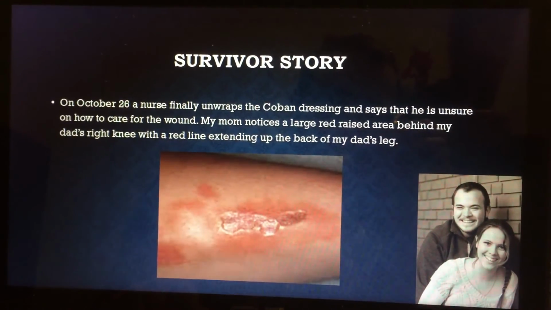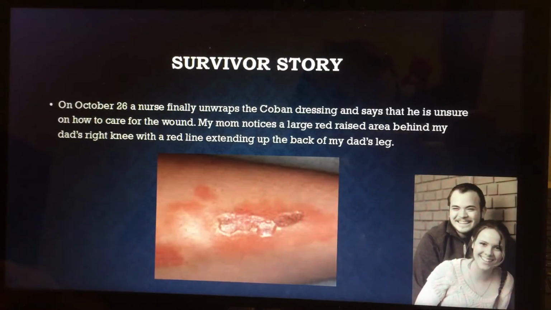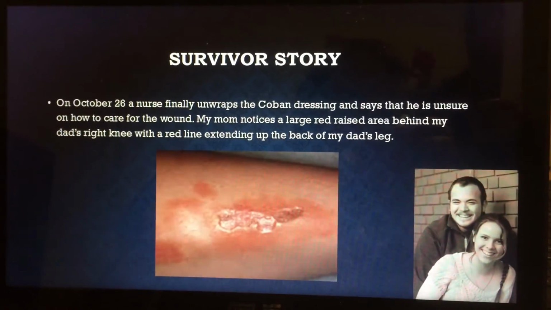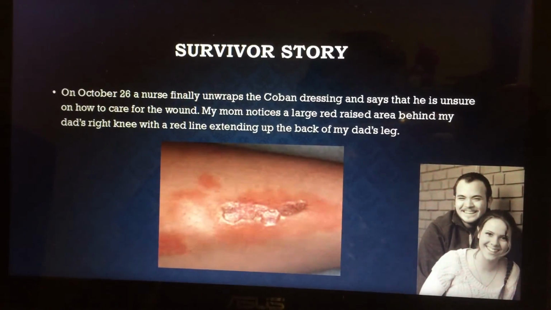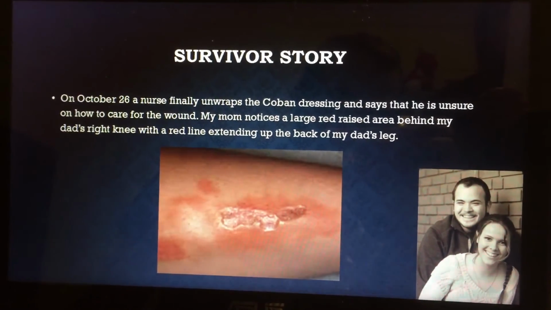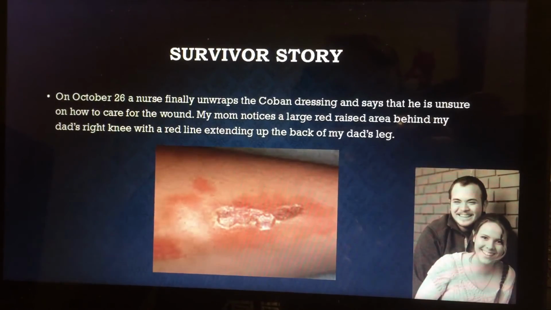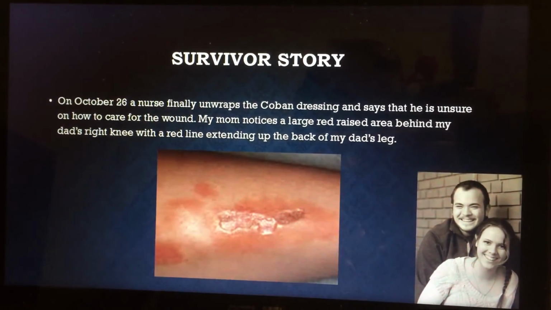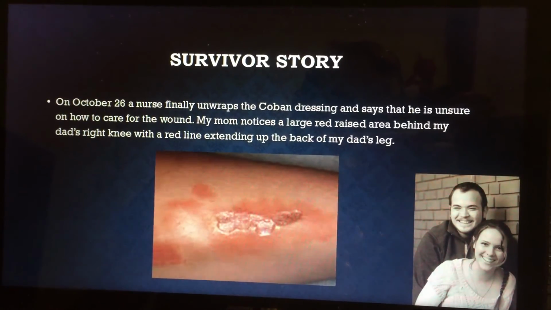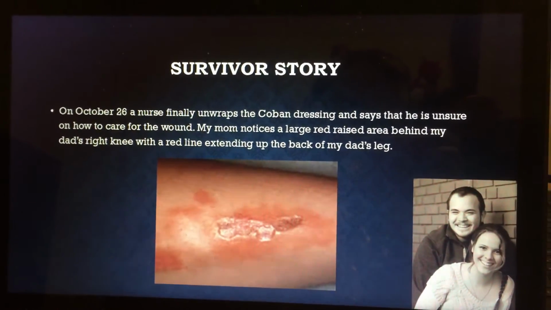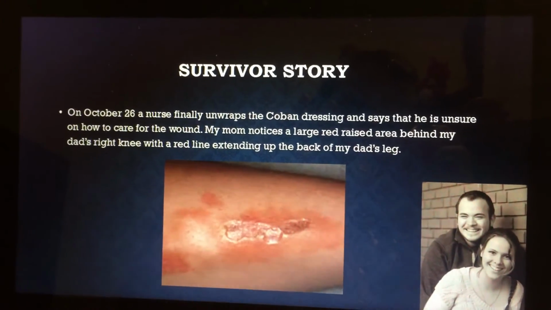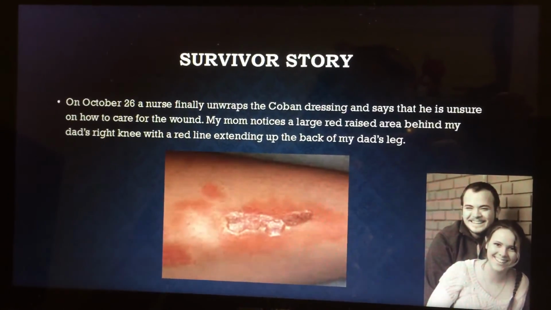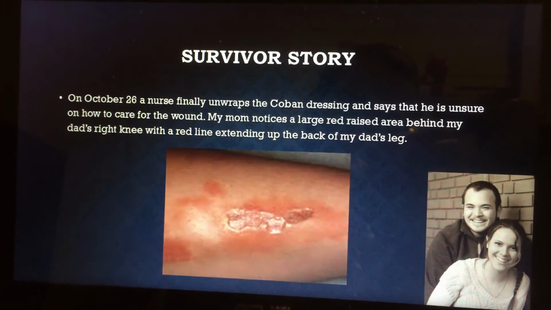On October 26th, my parents returned to the primary care's office in the morning as directed, and another nurse unwraps the Coban dressing. He is unsure how to care for the wound and says so. While my parents were waiting for the primary care physician, my mom looks at my dad's wound and sees a large red raised area behind my dad's right knee with a red line extending up the back of his leg. She immediately notifies the primary care physician, who disregards the urgency of my mom. My mom insists, and the primary care physician finally relents and schedules an appointment that afternoon with an orthopedic surgeon.